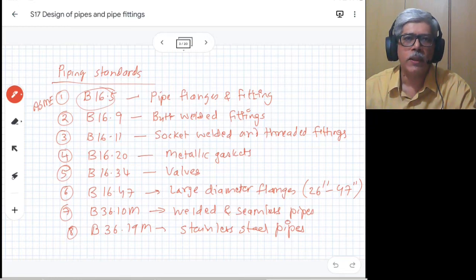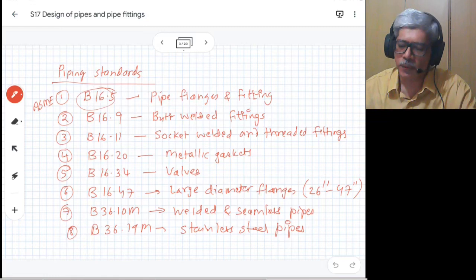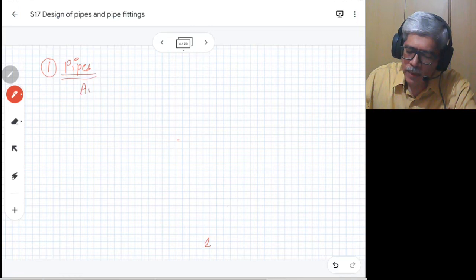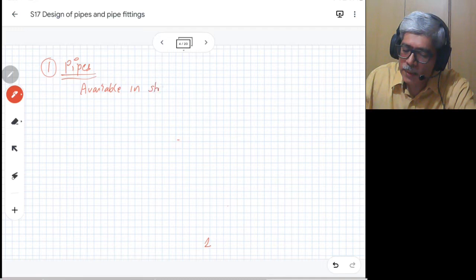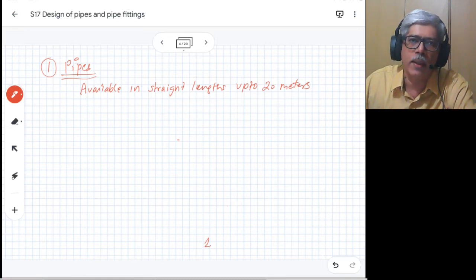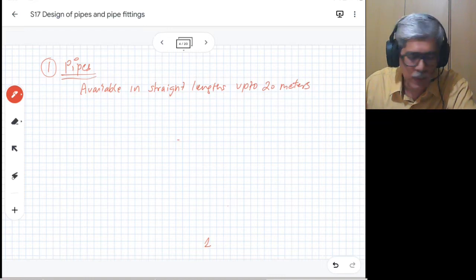Now let's look more closely into the pipes and the different types of fittings. So let's start with the pipes. Pipes usually are available in straight lengths up to 20 meters. So when you are ordering the pipes, usually up to 20 meters you will get ready-made in the stock. Otherwise, if you require for some reason longer than that or shorter spans, you have to order specifically to that extent.